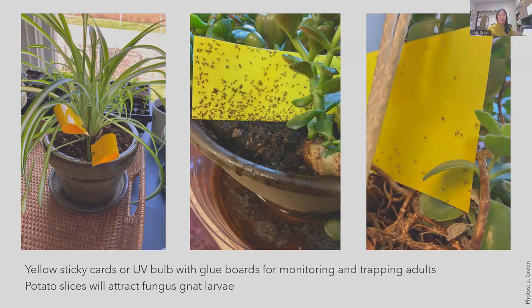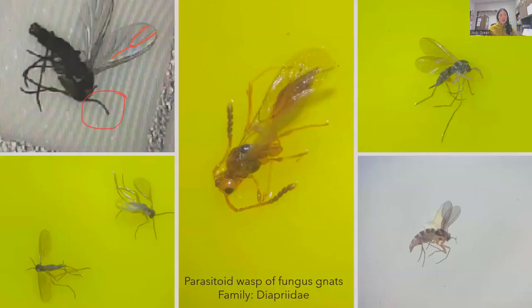But if you want a different type of monitor, you can also slice up some potato and put that on the soil, and the fungus gnat larvae will go to that, and you can determine if you have fungus gnats or not. So you don't necessarily need these yellow sticky traps, but again, these are tools, and you can usually purchase those either online or at nursery stores, and you may catch things. So these are all different fungus gnats here, and this middle picture is actually a parasitoid wasp and predator of a fungus gnat.